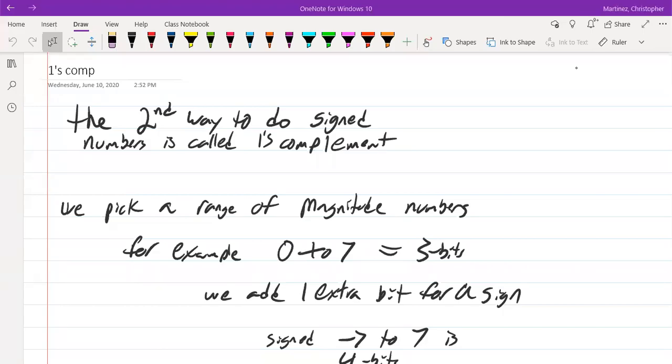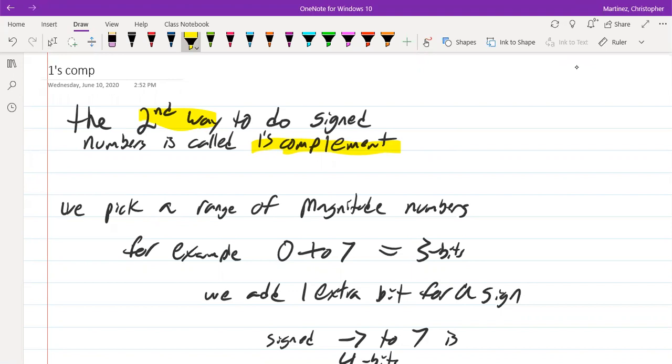We discussed earlier sign and magnitude as one way that we can do signed numbers. And now we're going to look at a second way, which is called 1's complement. Now, 1's complement is unique, and this is going to change the way we view numbers. It's a little bit of a different form than what we're used to when we talk about decimal numbers. So how do we start off?